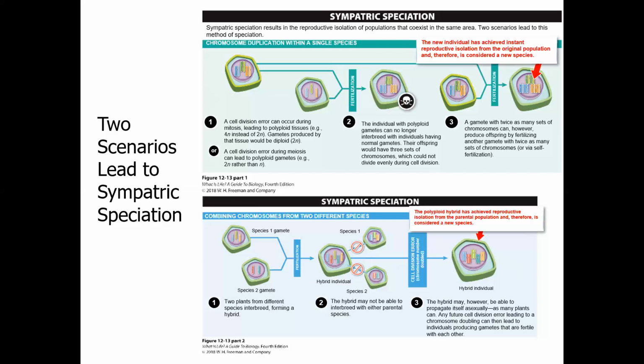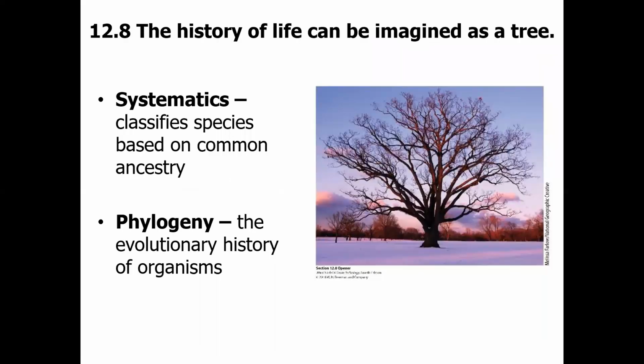So recap, two ways that sympatric speciation occurs in plants. The first one is polyploidy, and the second one is the formation of hybrids. Okay, so I'm going to stop it there and pick up with part 2 in a minute.